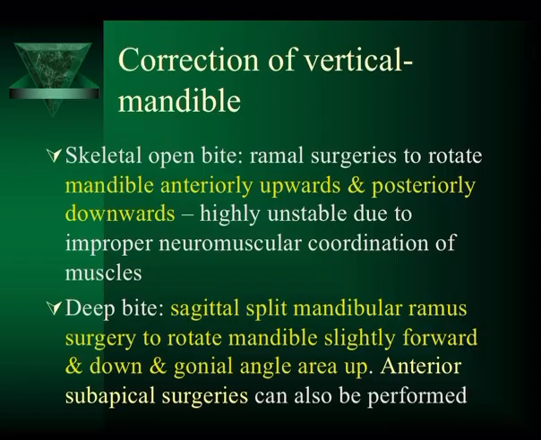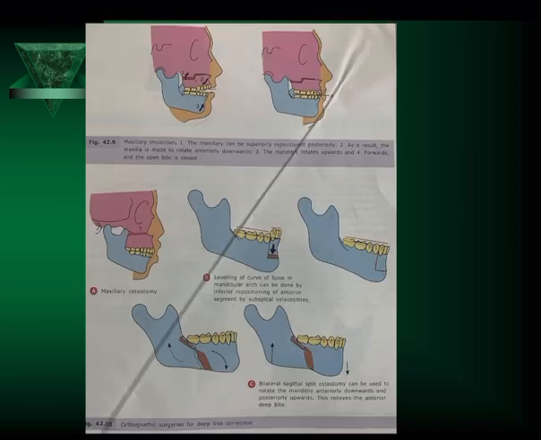Correction of vertical mandible. In case of skeletal open bite, ramal surgeries to rotate the mandible anteriorly upwards and posteriorly downwards. It's a highly unstable surgery due to improper neuromuscular coordination of muscles. In case of deep bite, sagittal split mandibular ramus surgery to rotate the mandible slightly forward and down and the gonial angle area up. The anterior subapical surgeries can also be performed. So these are the mandibular surgeries which are done for deep bite cases.